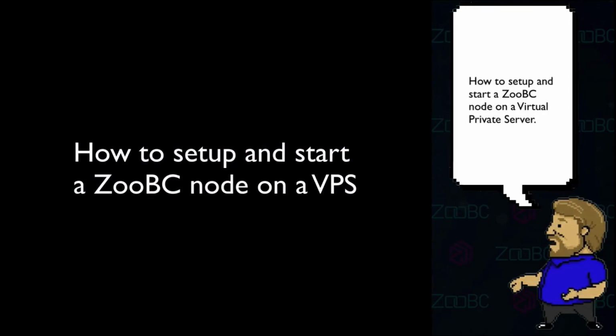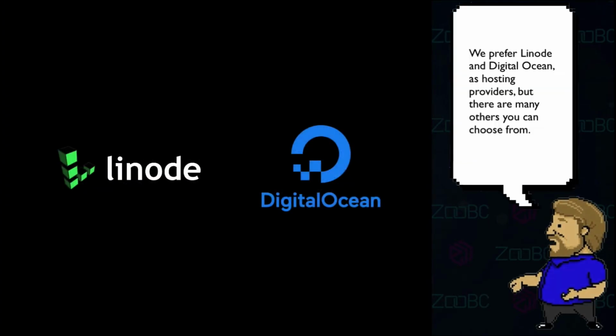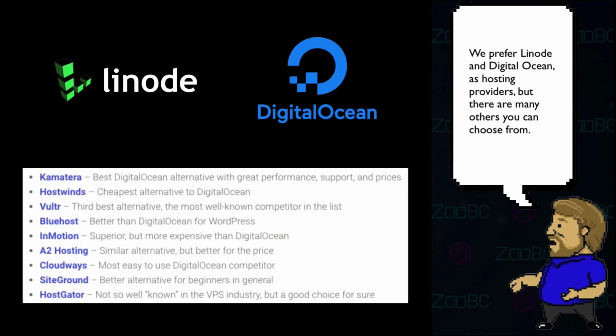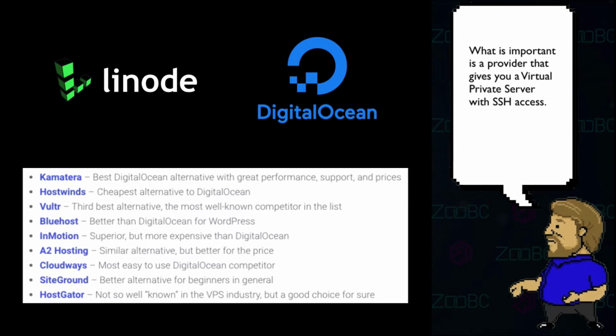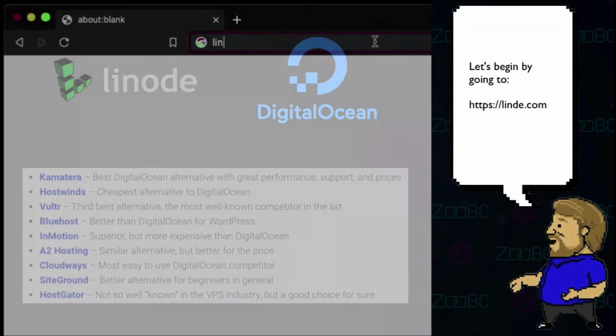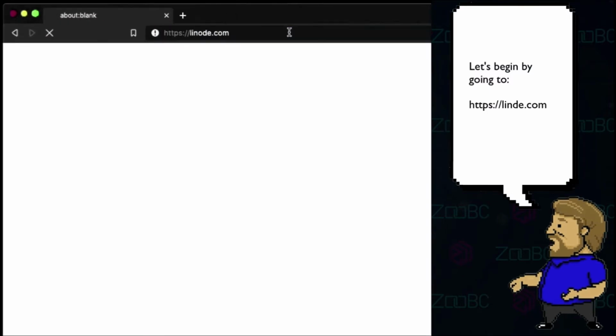How to set up and start a ZooBC node on a virtual private server. We prefer Linode and DigitalOcean as hosting providers, but there are many others you can choose from. What is important is a provider that gives you a virtual private server with SSH access. Let's begin by going to linode.com.